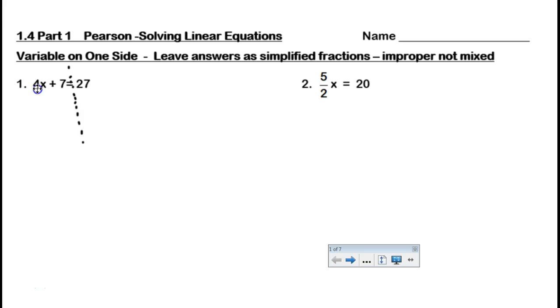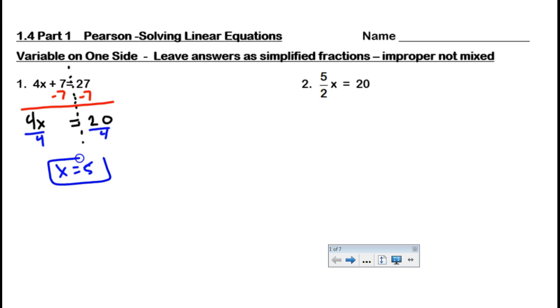So right here on this side, 4x is the only variable. Let's keep him where he is. But the positive 7, I'm going to have to move to the other side. So opposite operation for adding 7 would be to subtract 7. To keep your scale balanced, you have to do it to both sides of your equation. And that leaves us with 4x equals 20. And then our next step is to isolate the x, because it's currently being multiplied by 4. So the opposite operation to multiply by 4 would be to divide by 4. Keep your scale balanced, divide by 4 on both sides, and x equals 5 is our solution.